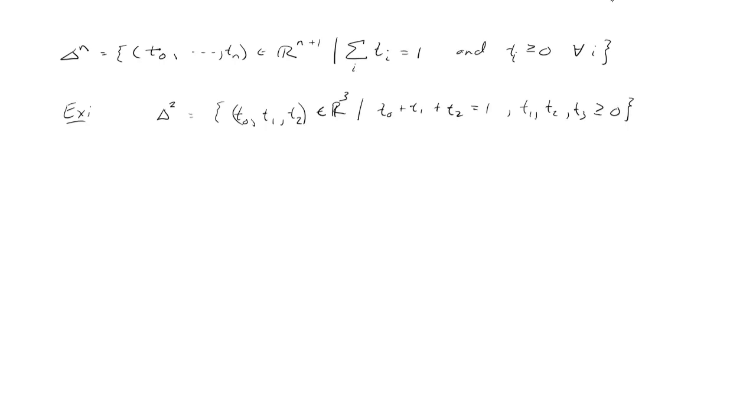So what does this look like? Well, if we were to draw it, embed it in R3, maybe we'll reorient it. We'll just have the first quadrant, because everything has to be positive, it can only lie in the first quadrant. So we'll call this our t0 axis, our t1 axis, and our t2 axis. So if t0 and t1 are 0, t2 is going to have to be 1, the same for the other two.